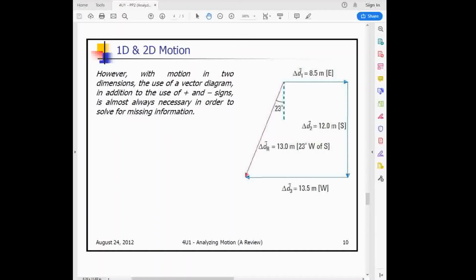Now, if we add those 2 together, we have to keep in mind that, let's take east as our positive, for example, 8.5 east plus 13.5 west would be the same as 8.5 east minus 13.5 east. Adding those together, making sure that we keep the directions consistent, will give us the total displacement in the horizontal direction.